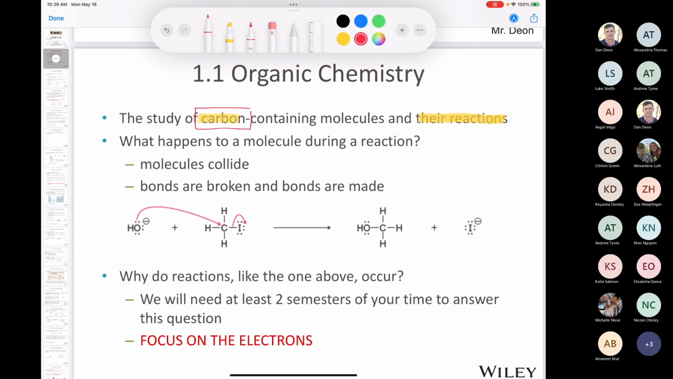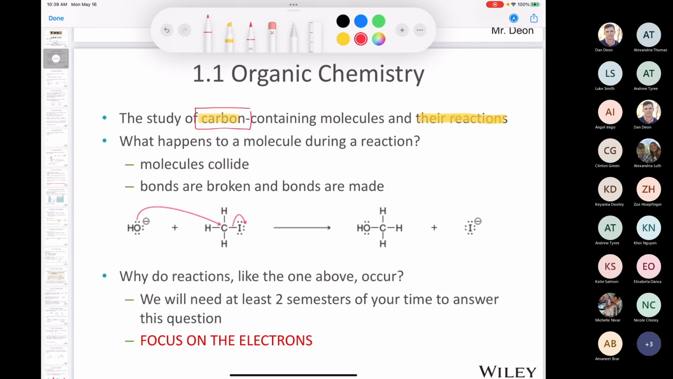And if you're wondering, why is carbon so special? Well, carbon can do a lot of things that other elements can't do. It can form bonds to itself. There are some elements that can do that, but carbon can form single bonds, double bonds, triple bonds. And it can also bind to a wide variety of elements like oxygen, nitrogen, phosphorus, silicon, sulfur, the halogens, fluorine, chlorine, bromine, and iodine, and other elements as well.